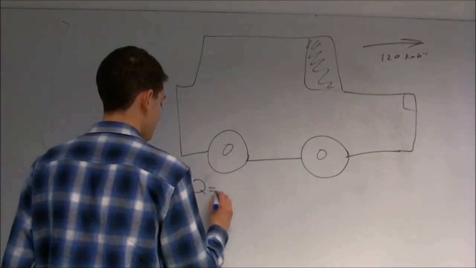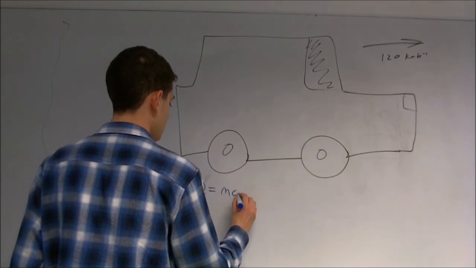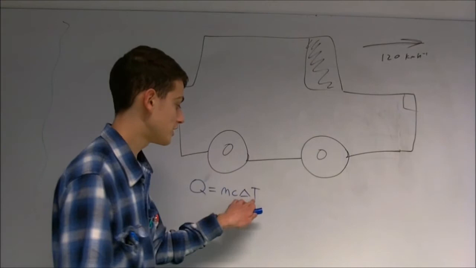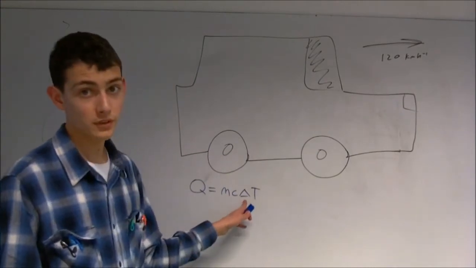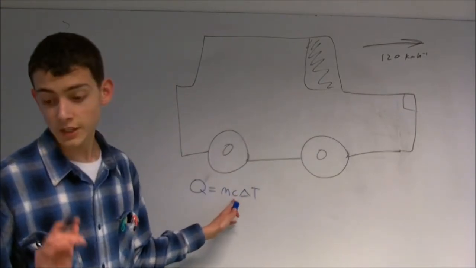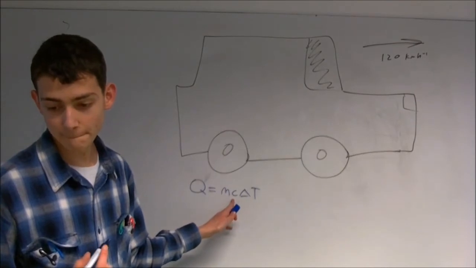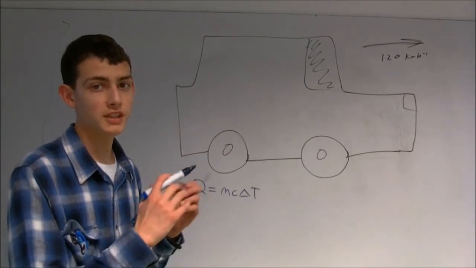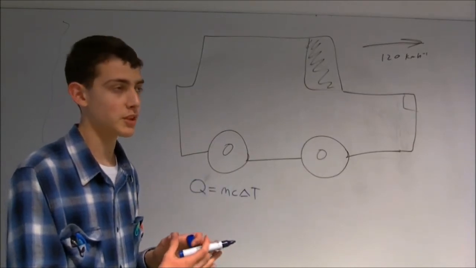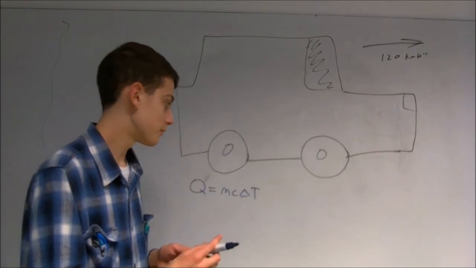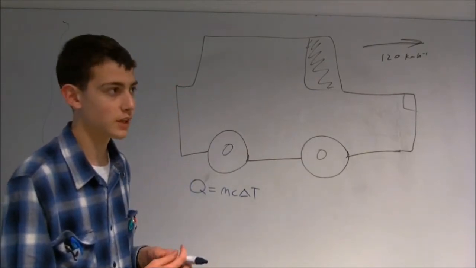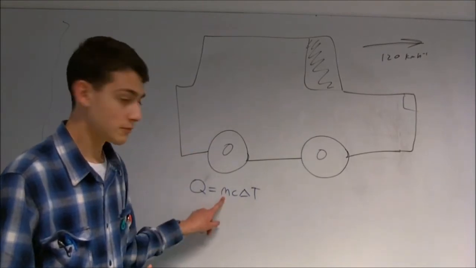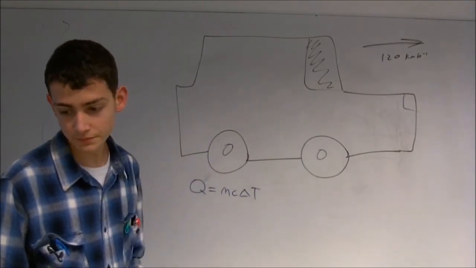Q equals mc delta T. Delta T, change in temperature. Delta represents change. C, specific heat capacity. Basically, by definition, it's the amount of energy it takes to heat 1 kilogram of your substance up by 1 degree Celsius, or 1 Kelvin. Mass, number of kilograms.